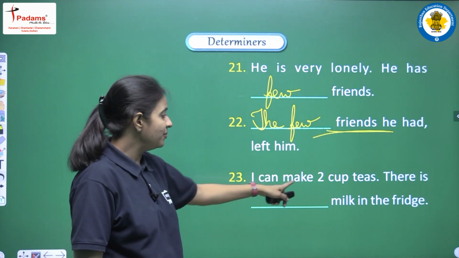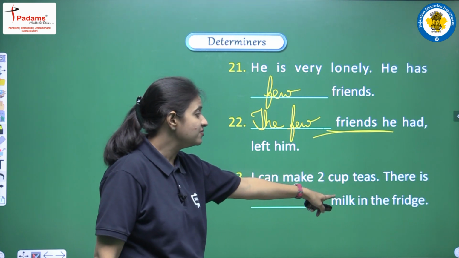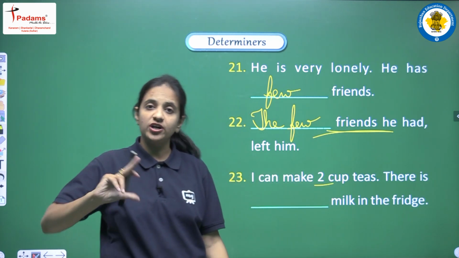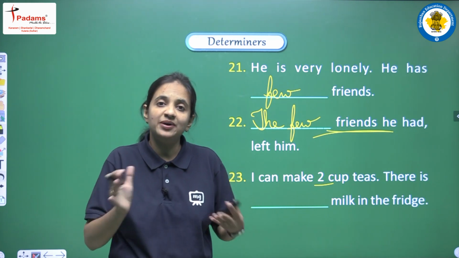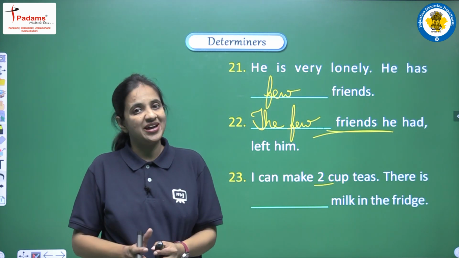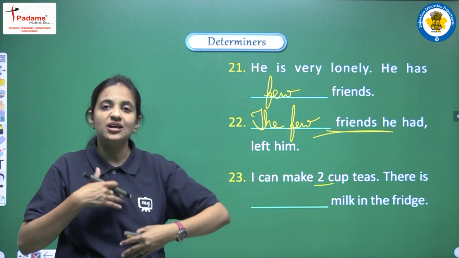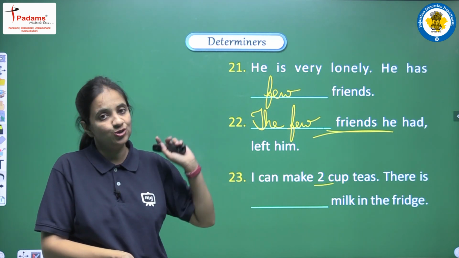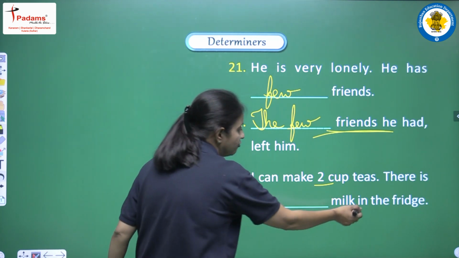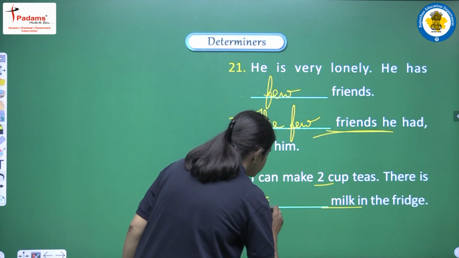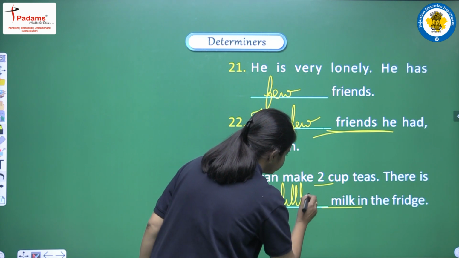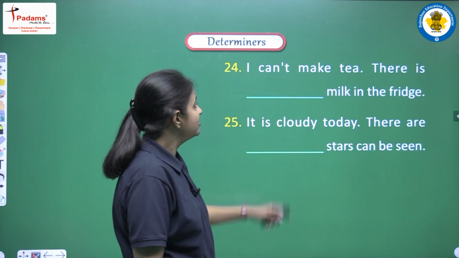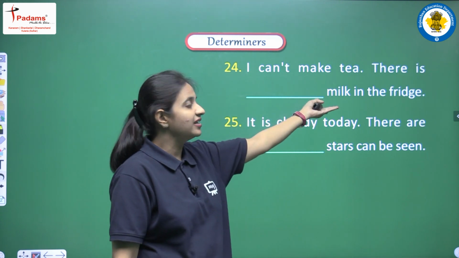Next is I can make 2 cup teas. There is milk in the fridge. So now I am saying that I am able to make 2 cups of tea, right? So 2 cups of tea can be made, we have that much milk. So here we want to show the positive amount, yes, there is enough milk that 2 cups of tea can be made. So to show the positivity of an uncountable noun, we always use a little, right?